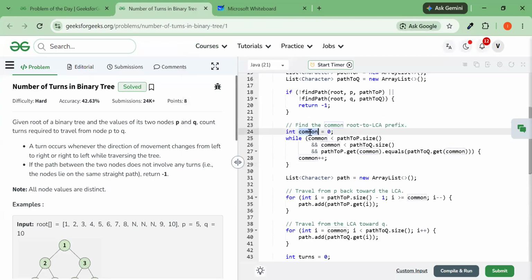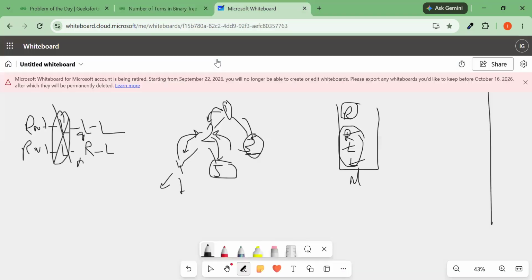So for that, I'm taking a common, and common is path to P size, common is path to Q size, and I'm checking if those are equal. So I'm just incrementing the common, and I will come here L and R. Then I will reverse this path, right? I need to reverse this path. Now this path is root to P, LCA to P. I would say LCA to P, but I need to find the P to LCA, right?